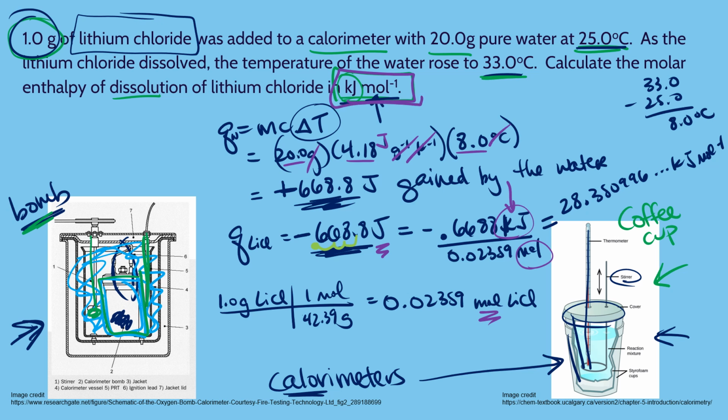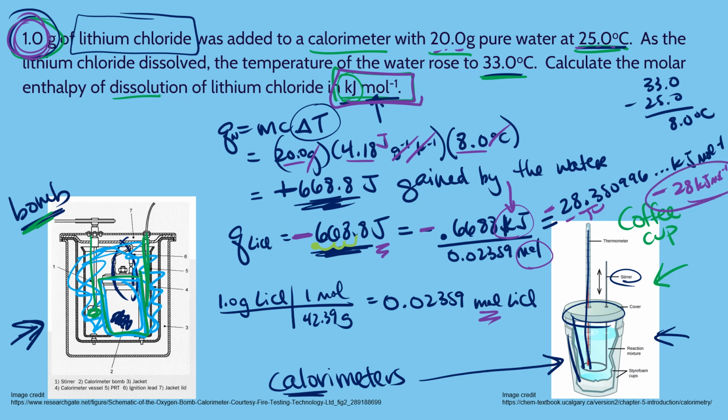Sig fig check, and then we're done. We've got 1, 2, 3. We've got 1, 2, 3. Ooh, only 1, 2 here, so we're going to keep only 2 sig figs in our final answer. I've got a 2 and an 8. That 3 doesn't do anything to that 8. So our final answer is going to be negative, I know I lost my negative there, negative 28 kilojoules per mole.